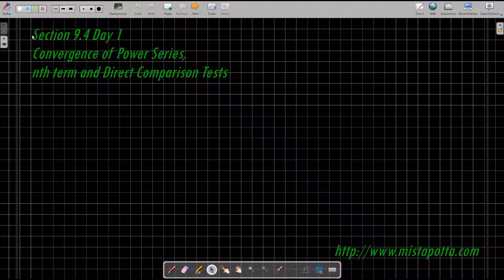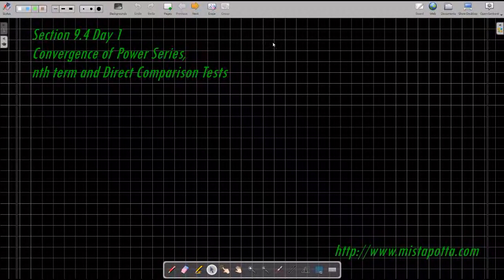We've emphasized a lot about intervals of convergence, and we've talked about convergence for our Taylor series, for our Maclaurin series, and for our geometric series. But we want to talk about convergence in general, about any power series.